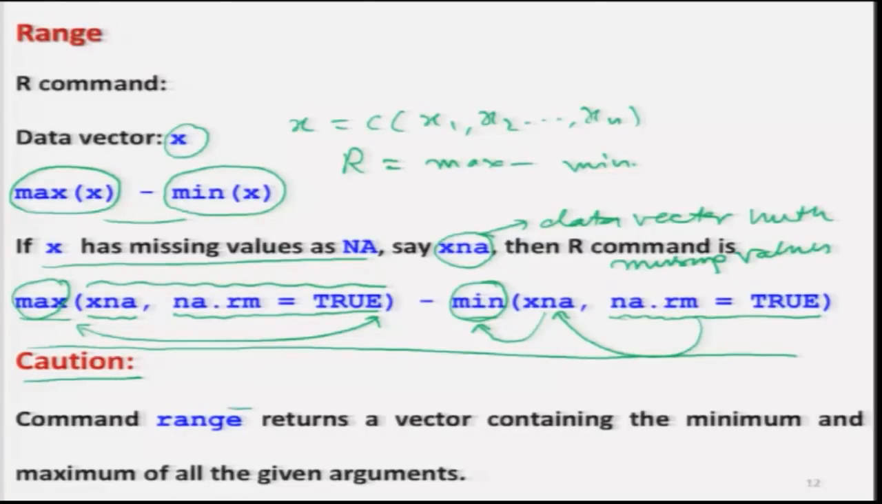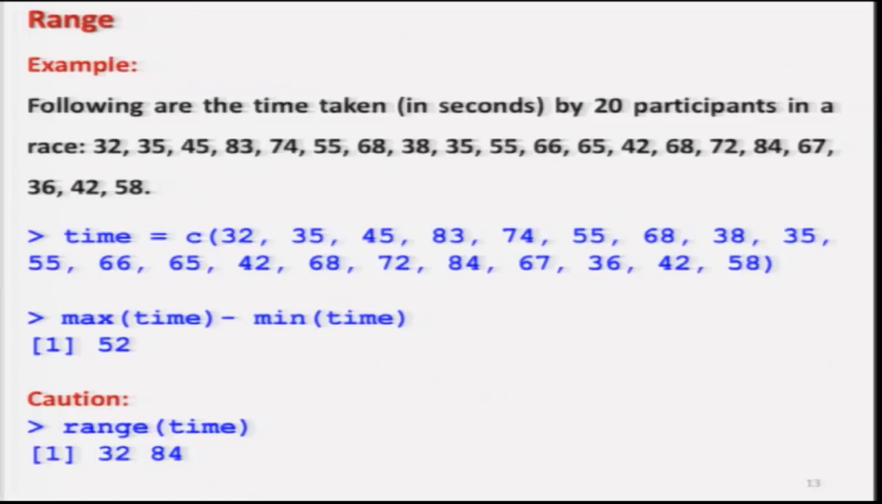The range command will give you two values: one is the maximum value of the data vector and another is the minimum value in the data vector. So be careful. Here I would like to make a note of caution that if you use the command range, it will return a vector containing the minimum and maximum values of the given argument. And if you recall, the same thing happened in the case of mode. It was giving some other information, but by name it appears as if it is going to give the value corresponding to the maximum frequency. Similar is the case with range, so you need to be careful.